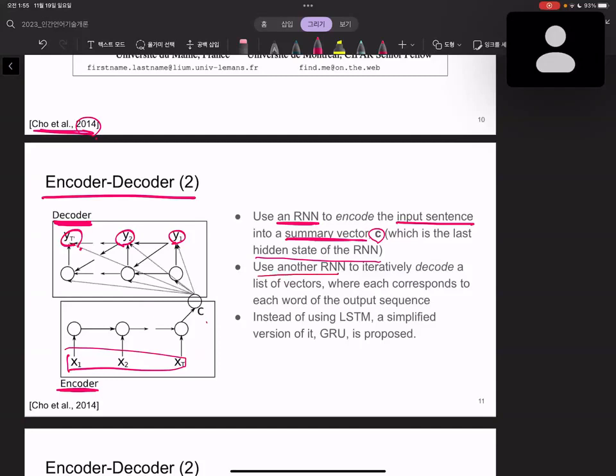Use another RNN to iteratively decode a list of vectors where each corresponds to each word of the output sequence. Instead of using LSTM, a simplified version of it, GRU, is proposed, but they are very similar. Anyway, this is a very important milestone of natural language processing, which is almost the first work showing the possibility of deep learning in the natural language processing field.